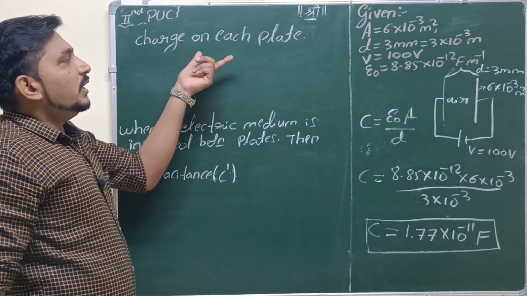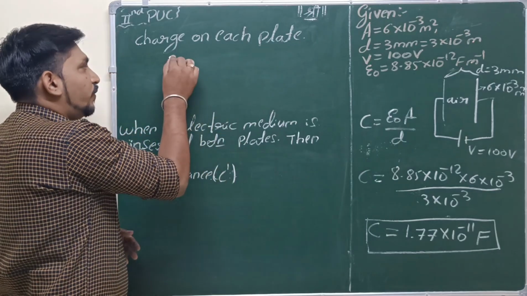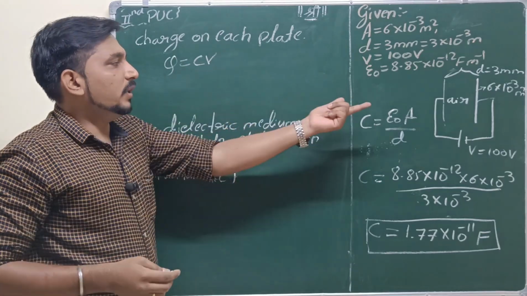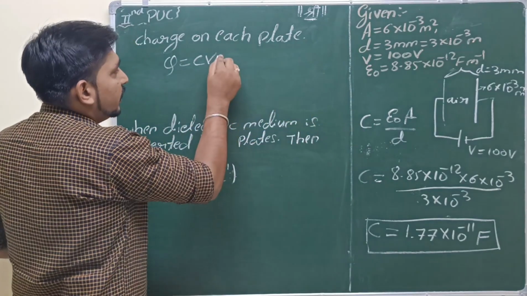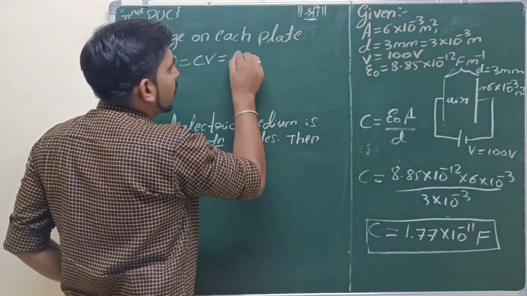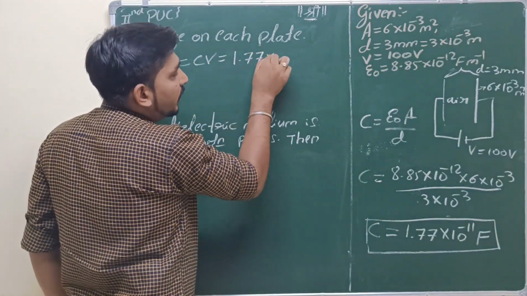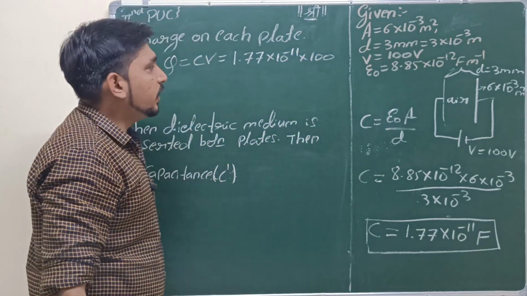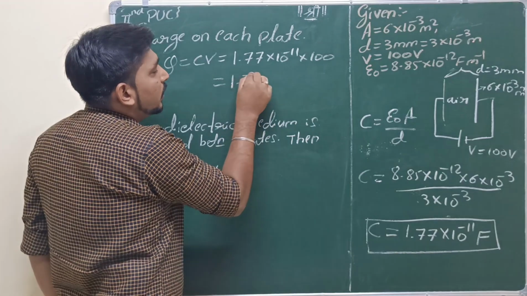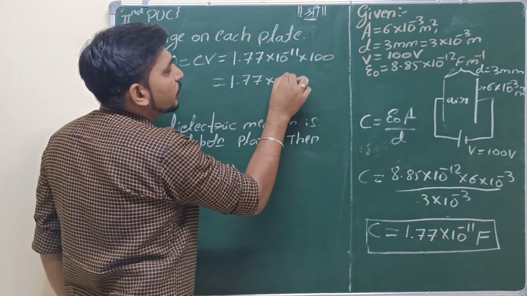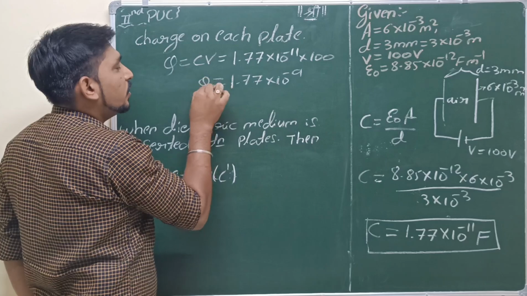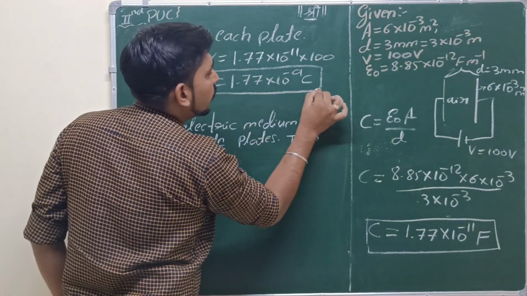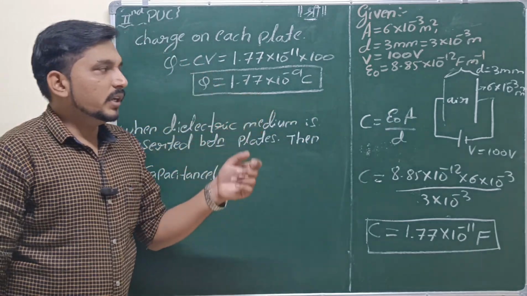Next, calculate the charge on each plate. We know the formula: charge on each plate is nothing but C into V, where C is the capacitance of the capacitor and V is the voltage supply. The capacitance is already calculated. So it is 1.77 into 10 raised to minus 11 into 100. If we calculate this, the value will be 1.77 into 10 raised to minus 9 coulomb. This is the charge on each plate of the capacitor.